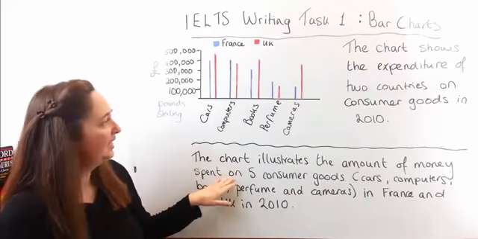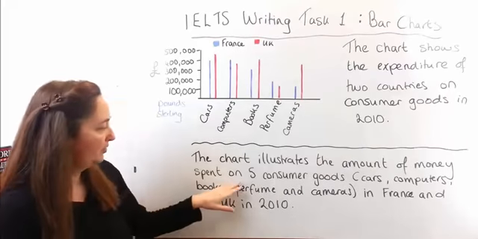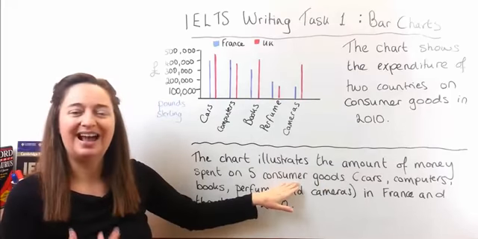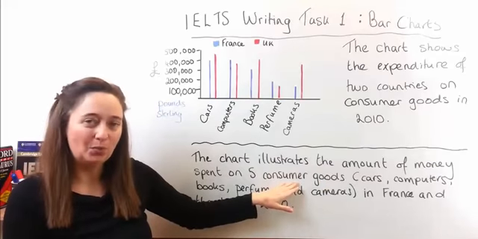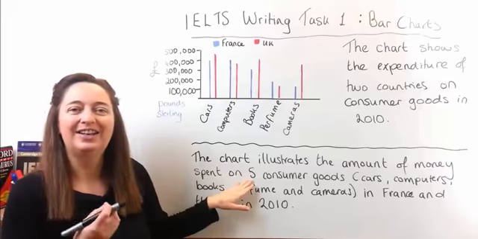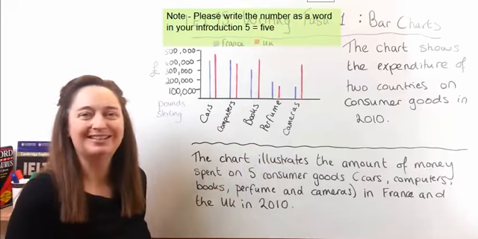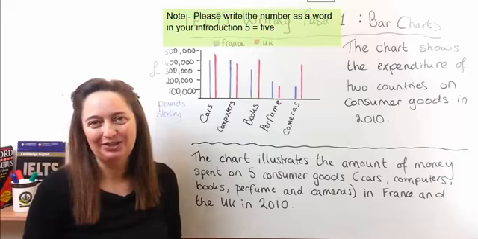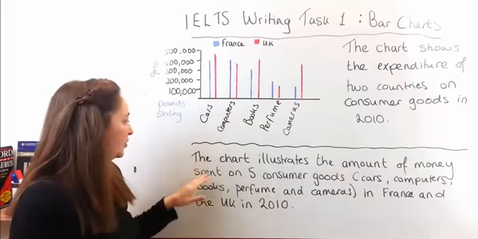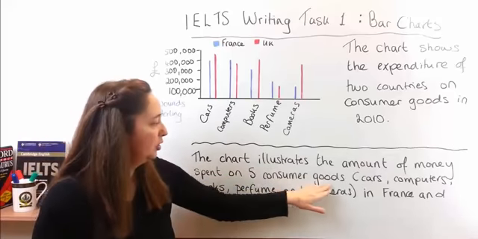They say that it is the expenditure of consumer goods. So what I've done is I've kept that word. That's the correct word. It's an academic word. I don't want to change it, but I do add the number. It's time to introduce the categories. Remember, this is your introduction. You want to introduce the information. So the amount of money spent on 5 consumer goods.